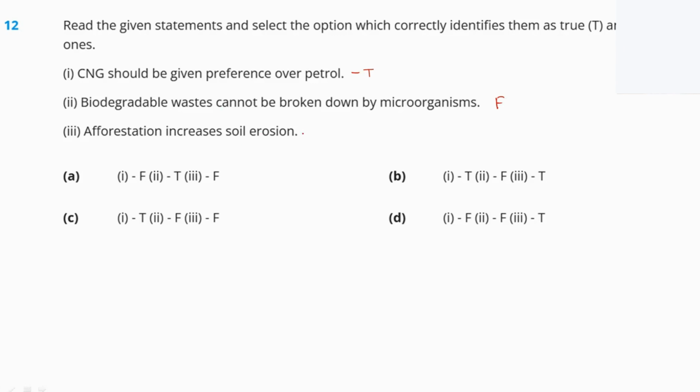So next is afforestation increases soil erosion. No, this is also false. Afforestation will decrease soil erosion because afforestation means planting of more trees, and planting more trees will decrease soil erosion. So option C is our right answer. 1 is true, 2 is false, and 3 is also false. Option C is going to be our right answer. Okay.